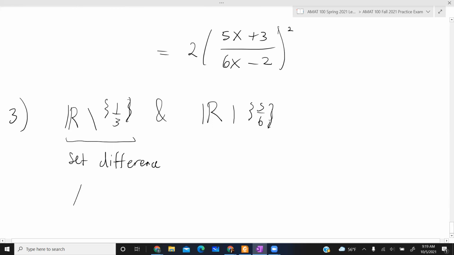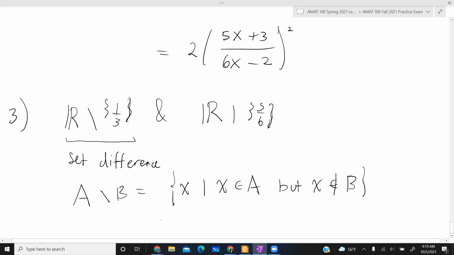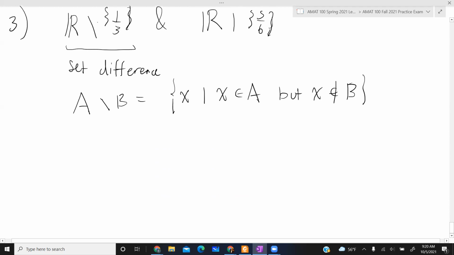So if I have two sets A and B, I can talk about the so-called A minus B. I can talk about subtracting a set. And how you define it is the following: it consists of all x such that x is in A, but x is not in B. So it's like you have A and you're taking the part that's B away. So in this case, I'm only subtracting off a single point from the set.